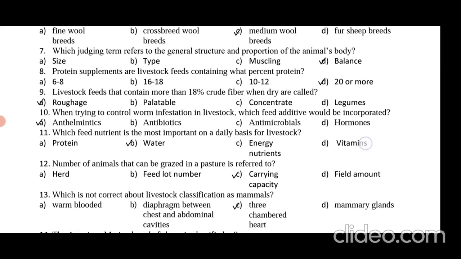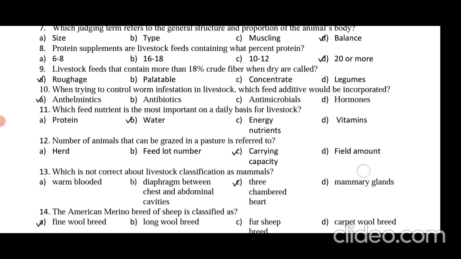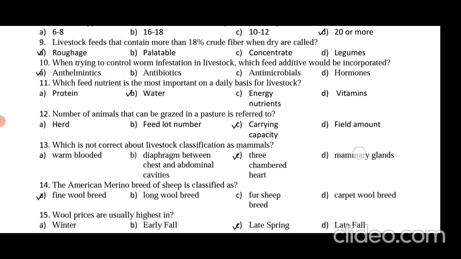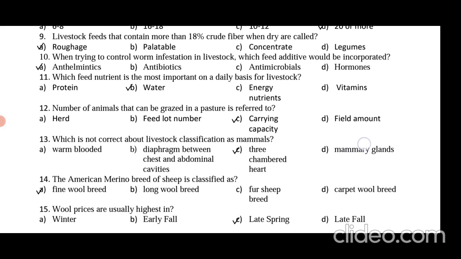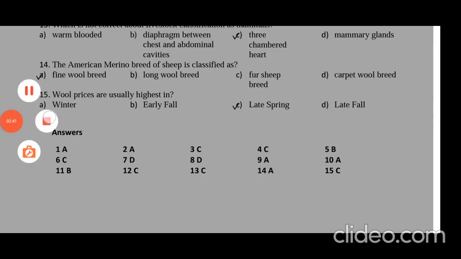The number of animals that can be grazed in a pasture is referred to as carrying capacity. Which is not correct about livestock classification as mammals: three-chambered heart? Livestock have a four-chambered heart as they are mammals. The American Merino breed of sheep is classified as a fine wool breed. Wool prices are usually highest in late spring.